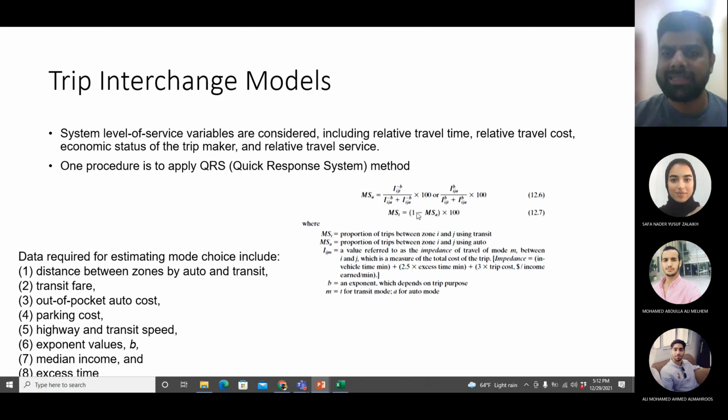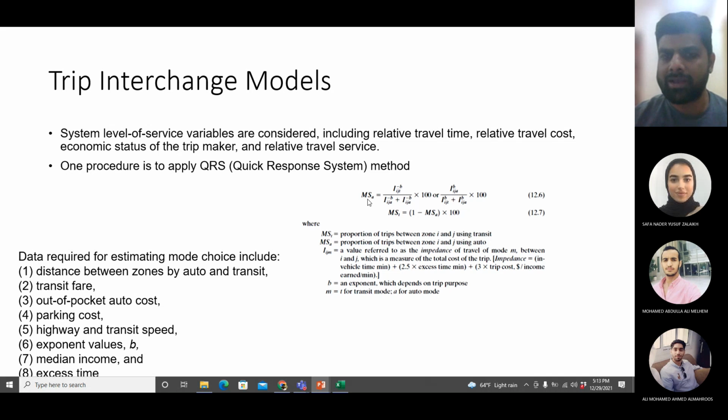Okay, so you can see there are two equations given for calculating the mode choice, or the percentage of trips by auto. You can use this one or this one. You don't have to use both. Both will give you the same answer.